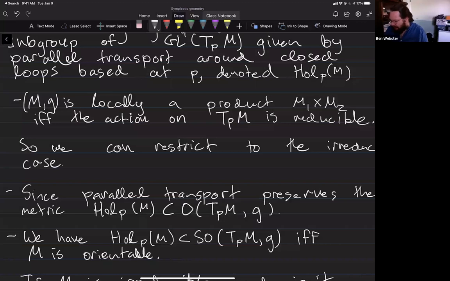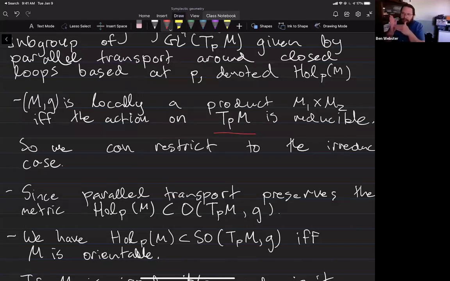One obvious non-generic thing that might happen is that I might be able to write my tangent space at the point as a sum of two sub-representations. Because it's in O, my holonomy group is always compact, and so my representation is always completely reducible. If I can find an invariant subspace, the orthogonal space gives me a complement. And if that happens, then at least locally I can write my manifold as a product, and the metric is induced by a metric on each of the factors.